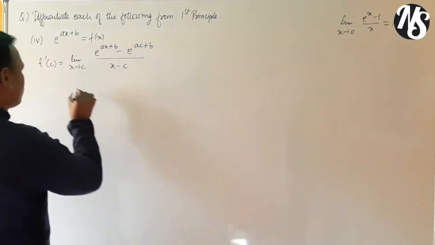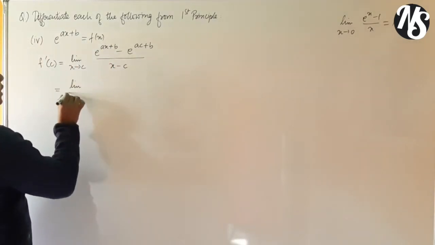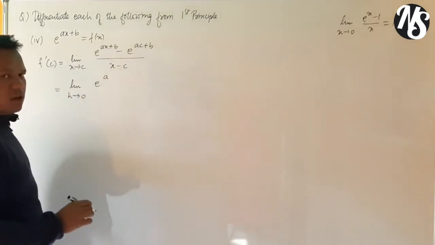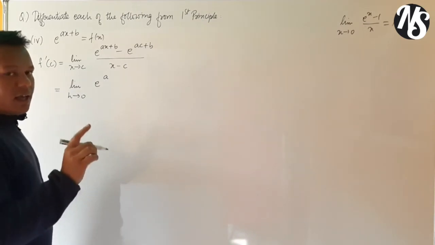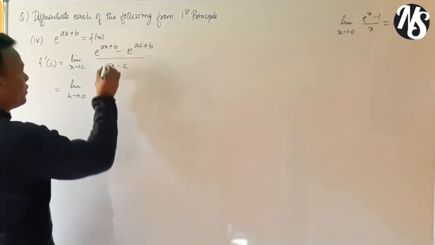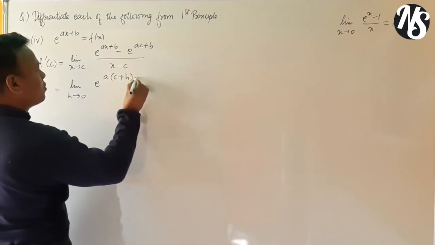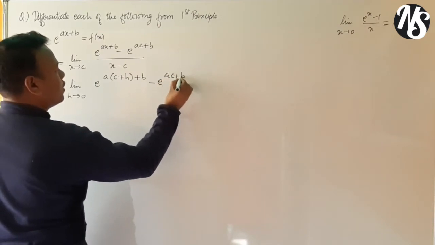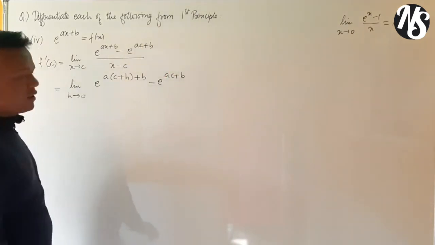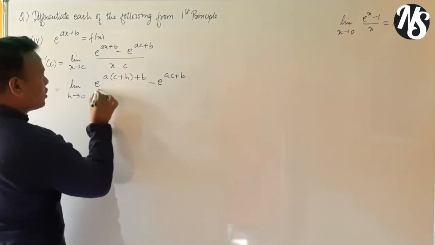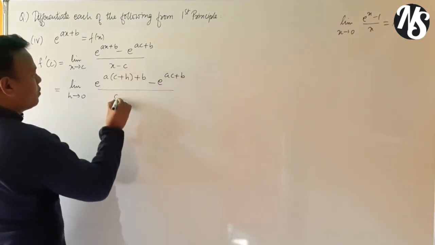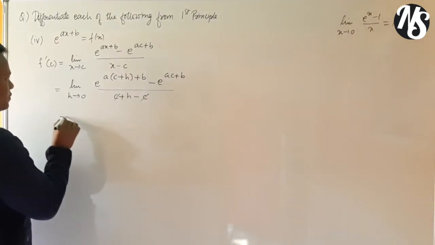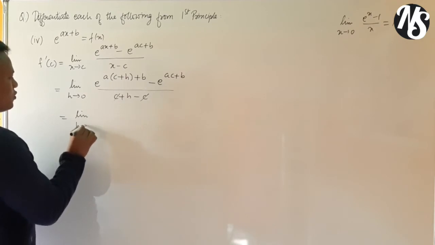Okay, so if I make use of that, then this becomes limit h tends to 0 of e to the power a. Now instead of x, how much do we write? We write h plus c or c plus h, right? So we'll write c plus h here, plus b is there, minus e to the power ac plus b. We don't have any x, so we won't substitute anything here. Remember, this is b, not h, divided by c plus h minus c, so these two get cancelled. So we have limit h tends to 0.